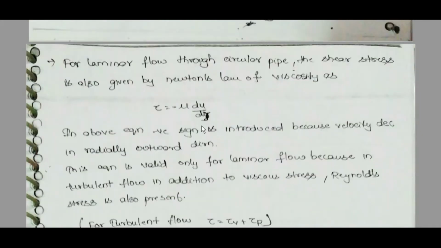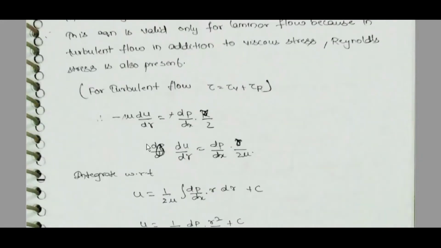For laminar flow through a circular pipe, the shear stress is also given by Newton's law of viscosity. Tau is equal to mu du/dy. In the above equation, we take a negative sign, minus mu du/dr. The negative sign is introduced because velocity decreases in the radially outward direction. This equation is valid only for laminar flow, because in turbulent flow, in addition to viscous shear stress, Reynolds stress is also present. For turbulent flow, tau is equal to tau_viscous plus tau_Reynolds.